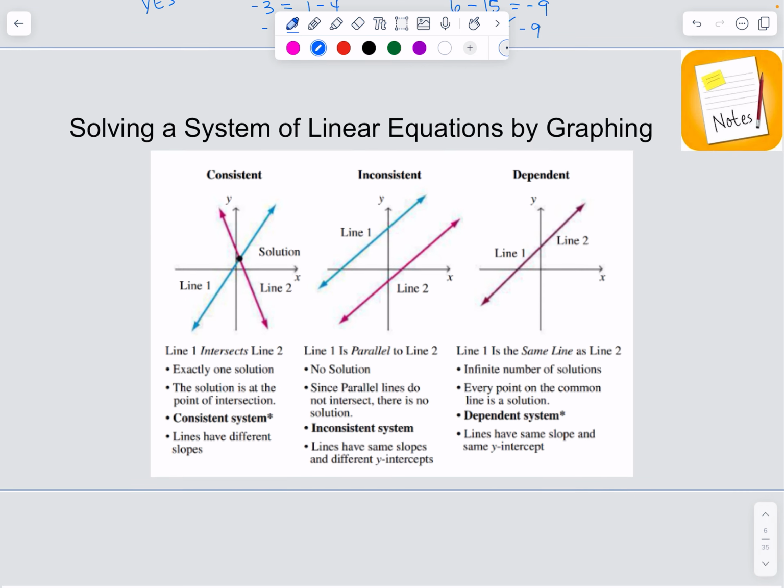Okay, on this page you can pause it, write some things down that you want to keep with you. These are different solution options that we might see. So in the first case, when it's consistent, that means we found one solution. We can see it represented by the point of intersection, where each of our lines have intersected at the point. That point is our solution. That's the x and y value that we have found.